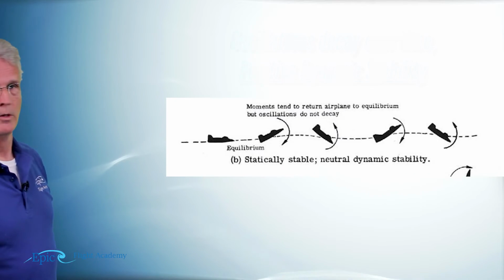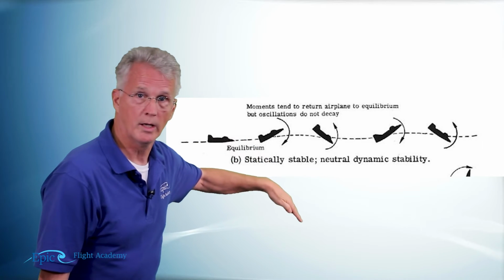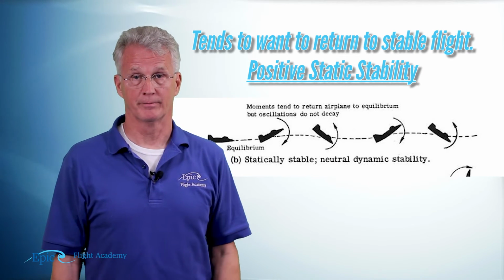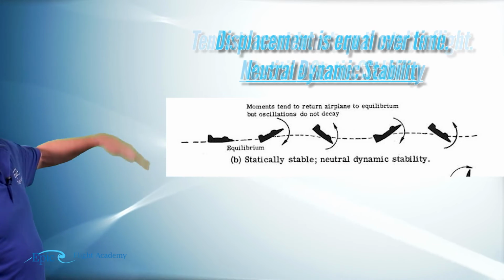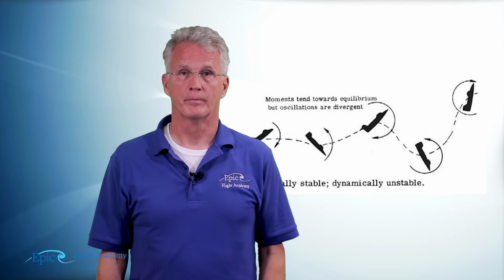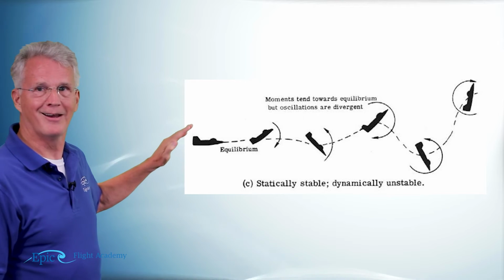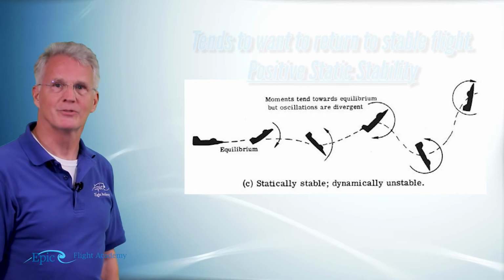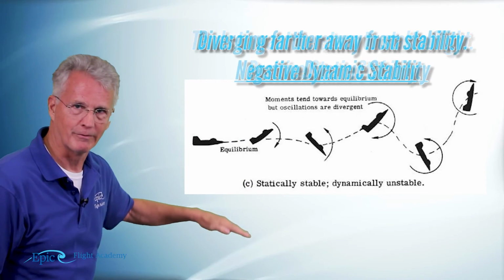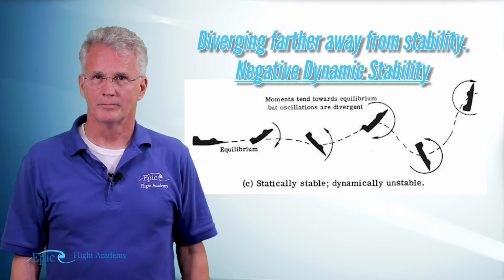Look at the second one. Once the aircraft is displaced, what does it tend to do? Go back where it was. Again, positive static stability. But its displacement is equal over time, neutrally dynamic. Now look at the third one. What does it tend to do after it's displaced? You got it. Once again, it is positively static. But this airplane is diverging farther and farther and negatively dynamic.